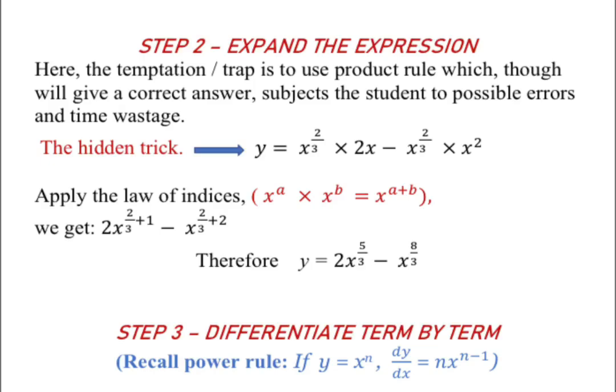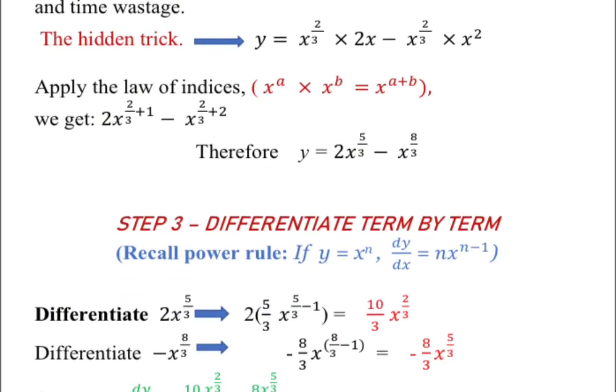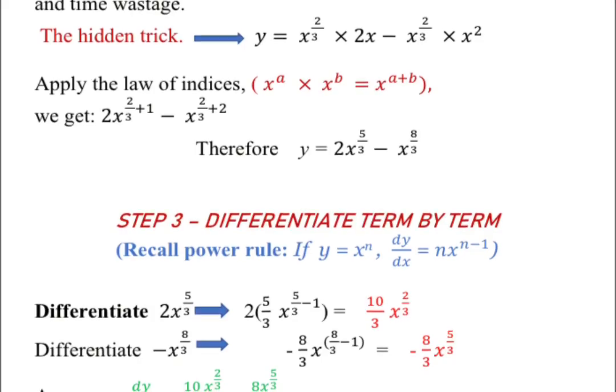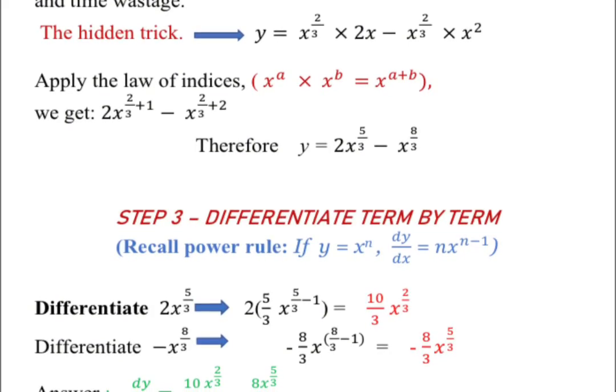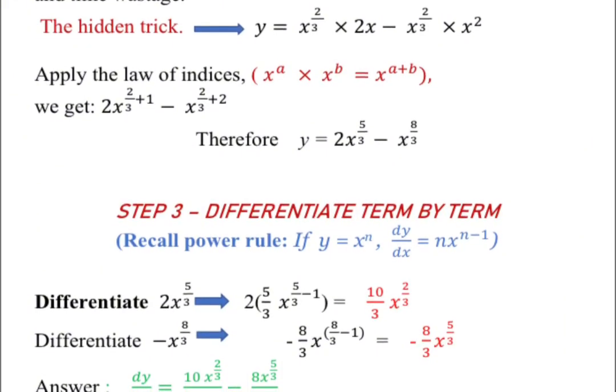So from here, when we expand the expression above, we'll get 2x to the power 2 over 3 plus 1 minus x to the power 2 over 3 plus 2. Therefore, y is equal to 2x to the power 5 over 3 minus x to the power 8 over 3. That is the function we are going to differentiate now. I take it for granted that you know that 2 over 3 plus 1 is equal to 5 over 3, while 2 over 3 plus 2 is equal to 8 over 3. However, if you don't know how we got it, try adding them up.